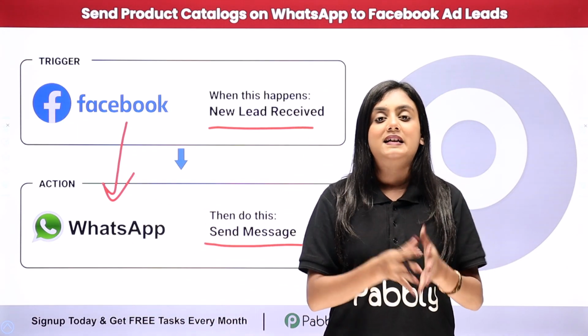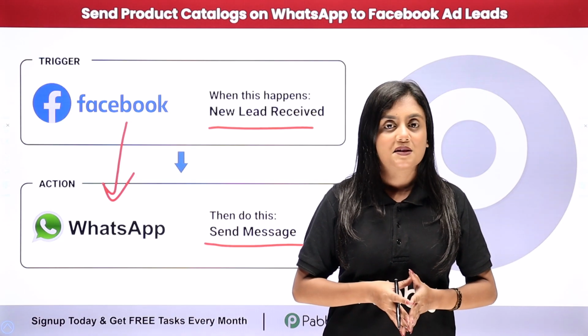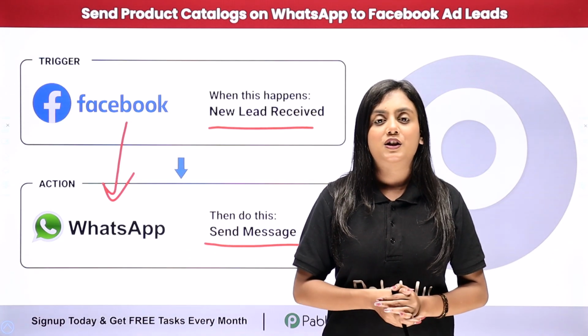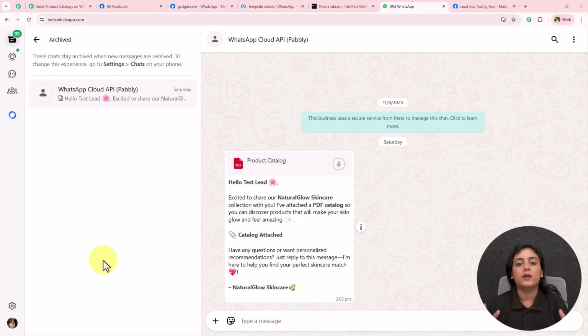So if you want to learn the entire process of how you can do that, I'm going to take you to my screen. Welcome to my screen. First of all, let me show you how this amazing automation works in real time. For generating a Facebook lead, I will be using Meta's lead ads testing tool, using which we can generate a test lead for Facebook leads.